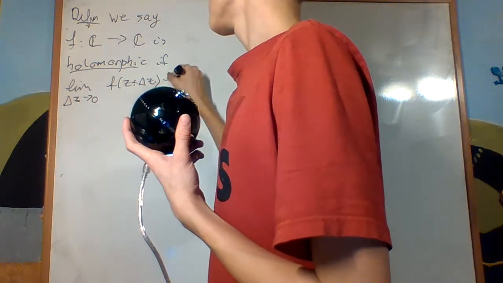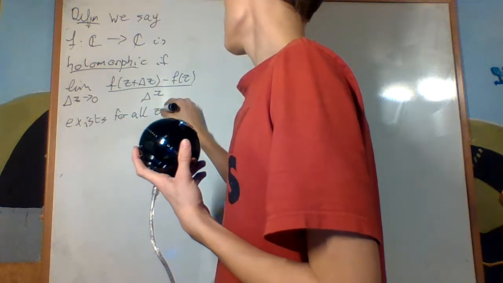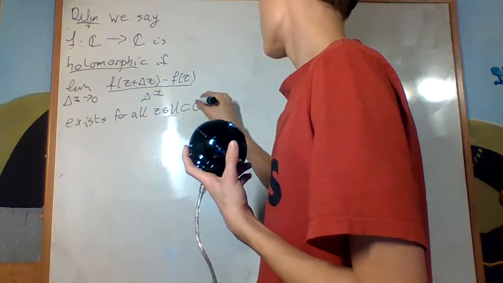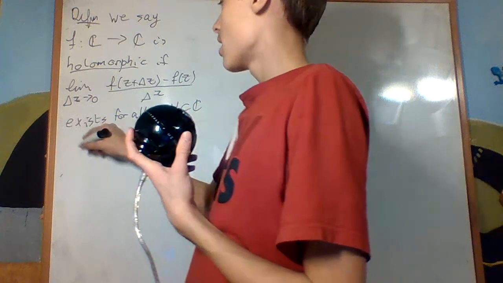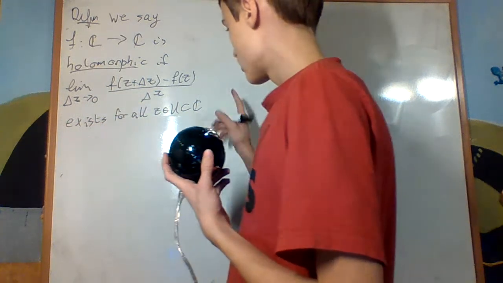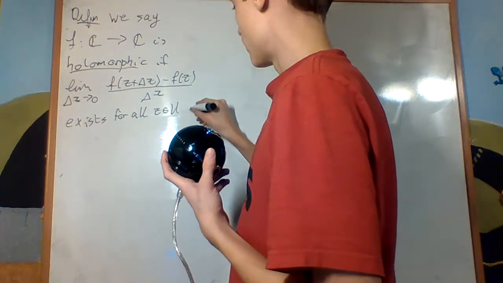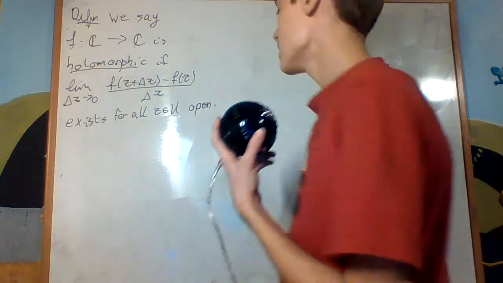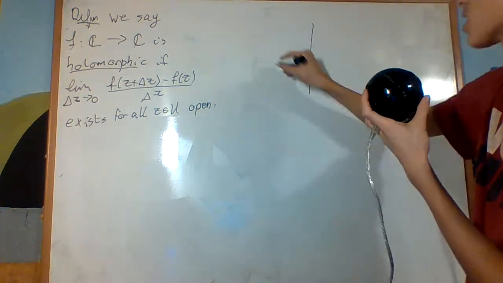if the limit as delta z approaches 0 of f of z plus delta z minus f of z all over delta z exists for all z an element of U, a subset of the complex numbers, open. So U open. So it's in an open neighborhood.